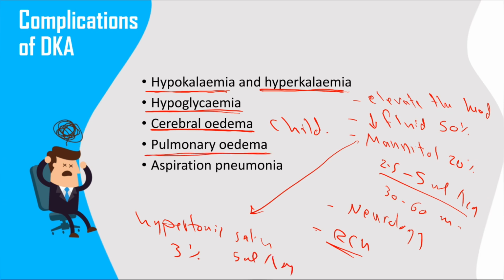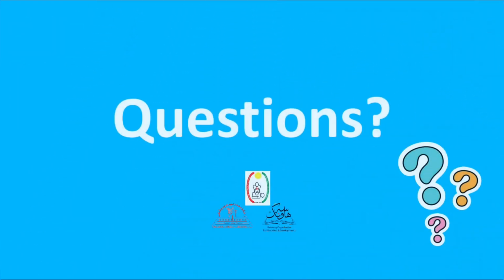Pulmonary edema happens in patients with heart failure or patients with renal failure. Aspiration pneumonia could happen, especially in patients who are in coma or due to a decrease in the Glasgow scale. And thank you so much.